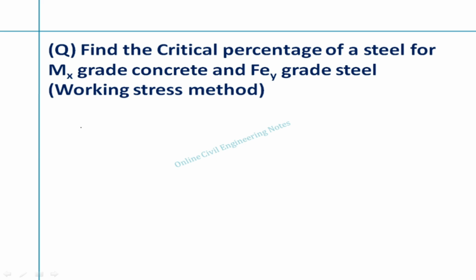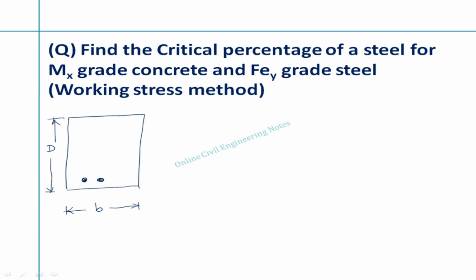Let us draw a rectangular beam cross section. Small b is the breadth of the beam. Capital D is the overall depth. The reinforcement is provided in the bottom layers. So these are the diameter of the bars. Effective depth small d is the vertical distance from top of the beam to the center of this reinforcement.